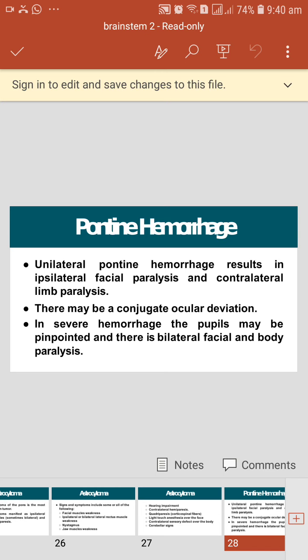Next one is the pontine hemorrhage. Pontine hemorrhage can be unilateral and it results in ipsilateral facial paralysis and contralateral limb paralysis. There may be a conjugate ocular deviation. In some hemorrhages, the pupils may be pinpoint and there is bilateral facial and body paralysis.